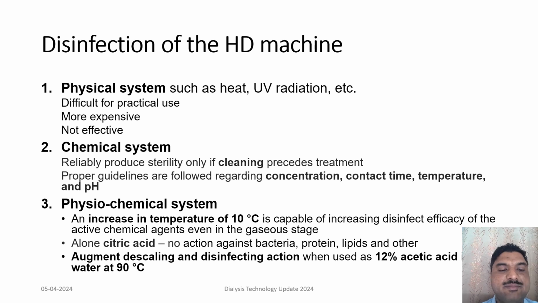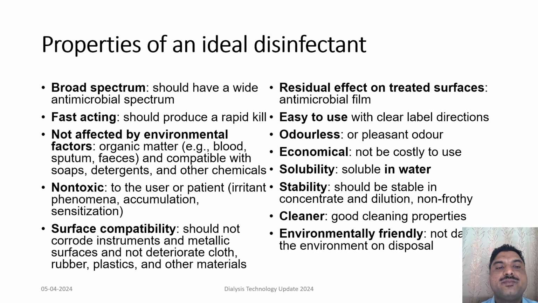So let's say, as an example, citric acid alone has no action on bacteria, proteins, lipids and other materials, but its action, both descaling and disinfection, can be augmented when used at 90 degrees Celsius in a 12% concentration. So the physicochemical system can be a boon.